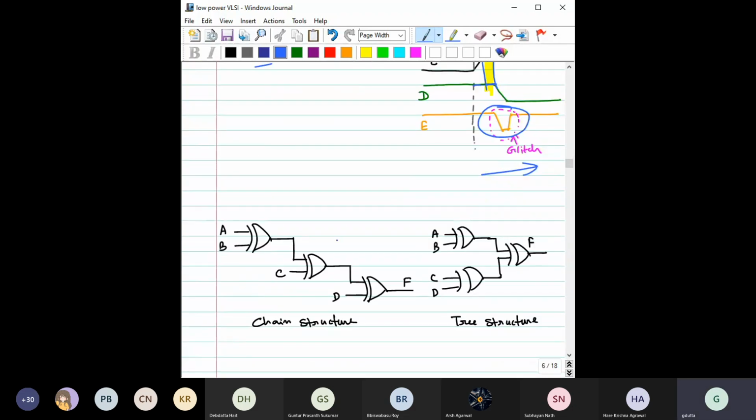Then suppose we want to implement one function f, which you can understand from here. Scheme 1 and scheme 2 are basically implementing the same function. In one case you have the chain structure, and in the other case you have the tree structure.